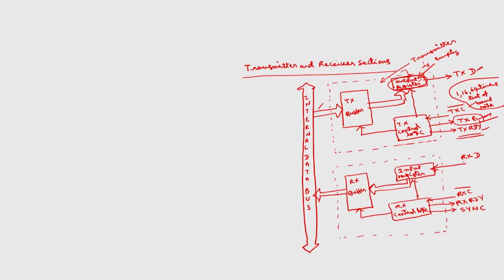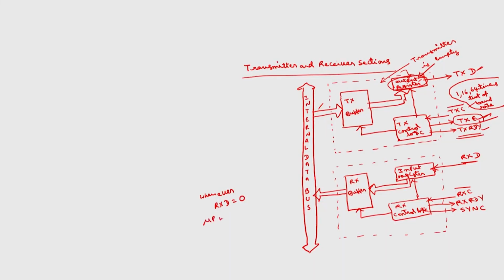And similarly here, receive ready. The microprocessor will check this receive data. Whenever receive data is 0, because the start pulse is normally 0, then the microprocessor will wait for half a clock cycle. Again it will check the RXD signal.